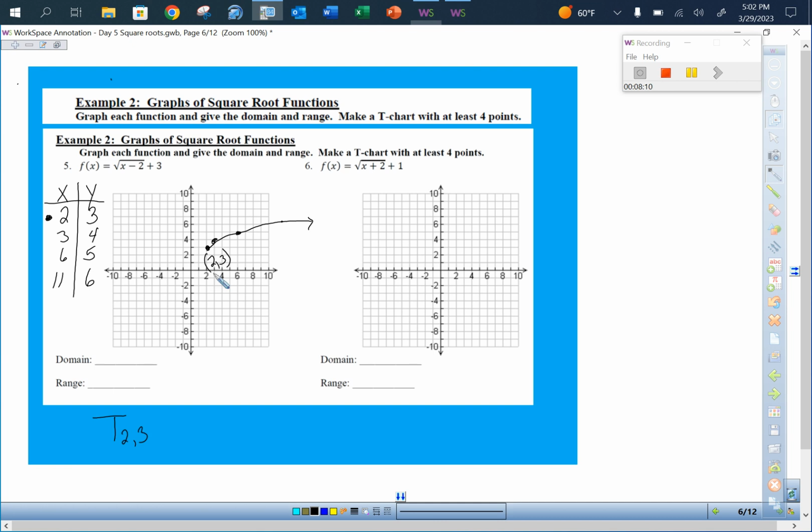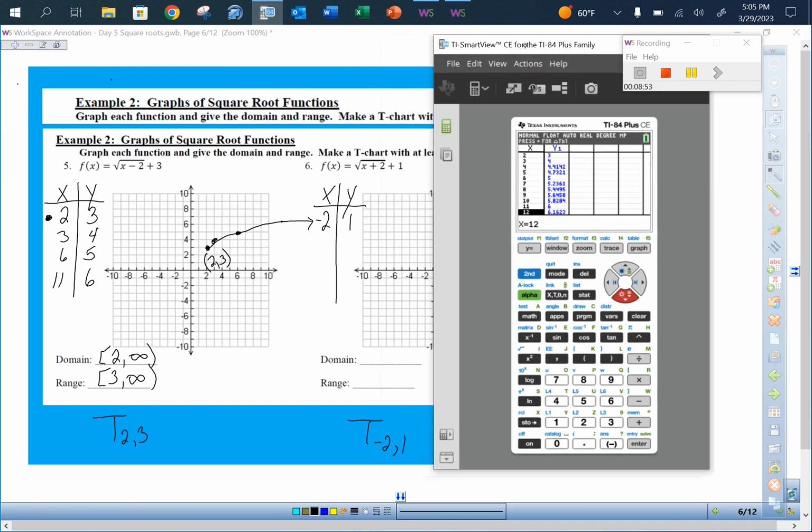The reason I'm going to do that, it makes my domain 2 to infinity, the x value, because I'm starting at 2, going to the right forever. My range, 3 to infinity. Here goes my number 6. We're going to make a little XY chart. My translation, the point I'm going to put at the top, is going to go 2 to the left, up 1. So I'm going to put -2, 1.